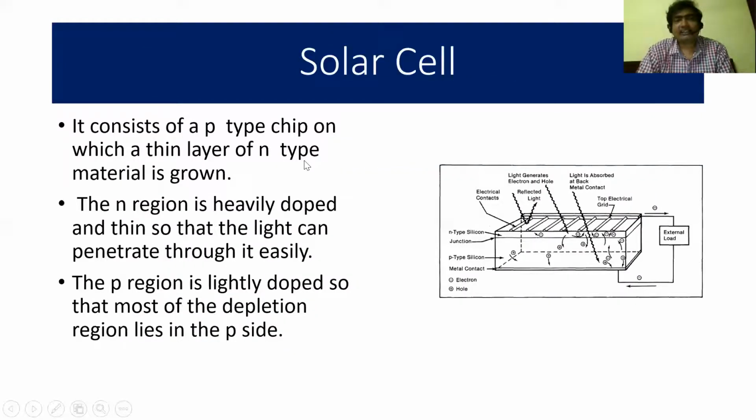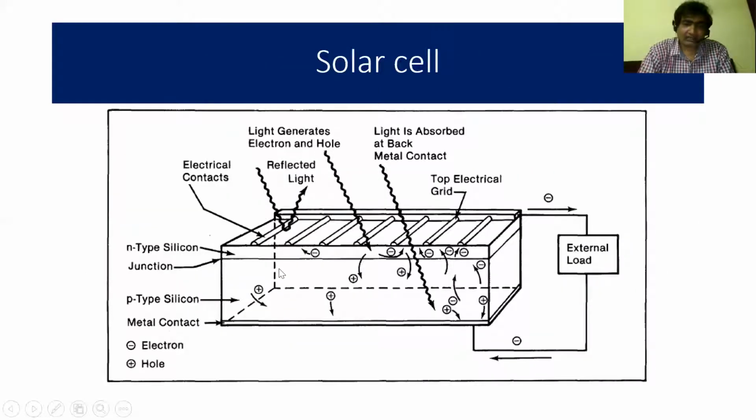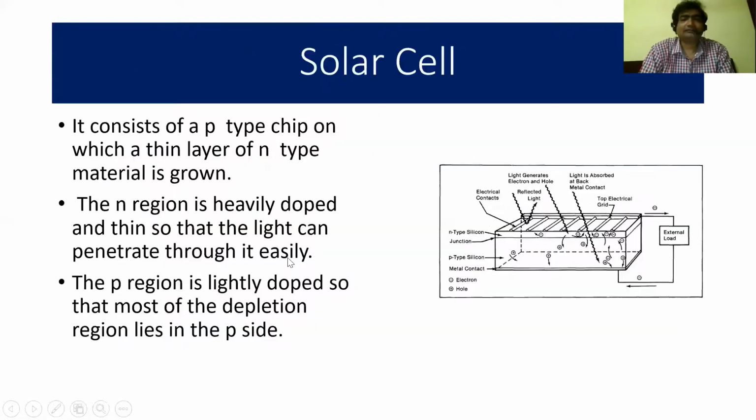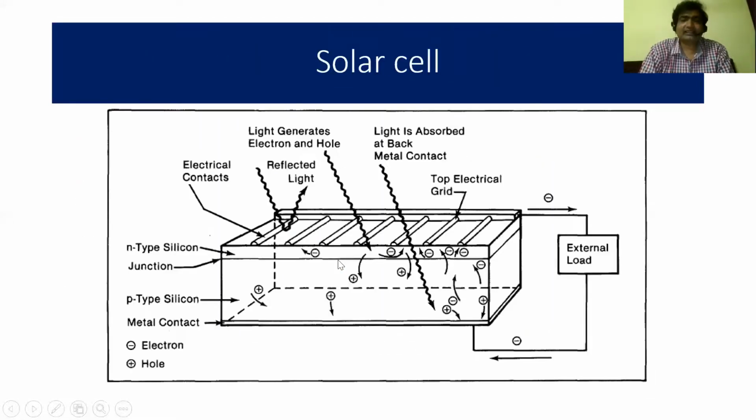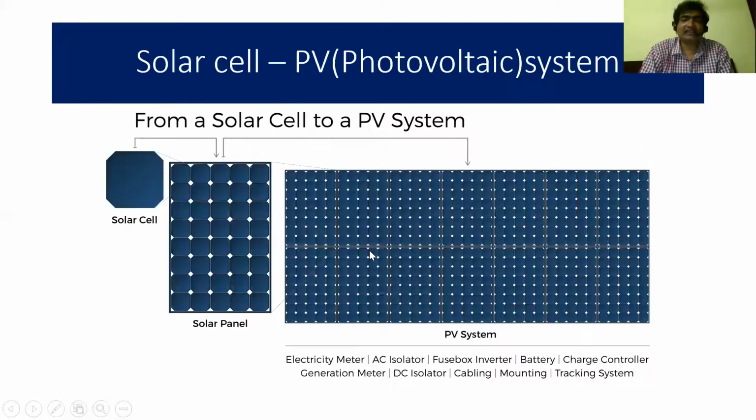Let us see the construction. It consists of a P-type chip on which a thin layer of N-type material is grown. So as I told you, this large region is called the P region, and this P region is very thick, and on this P layer a thin N layer is grown, and this N layer is very highly doped. The N region is heavily doped, it is also thin, so that the light can penetrate through it very easily. So light has to fall onto the PN junction through the N region. That's why the N region should be very narrow.